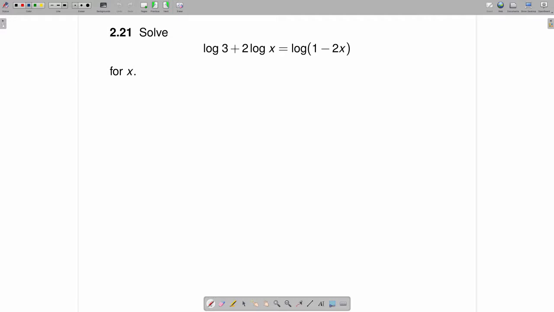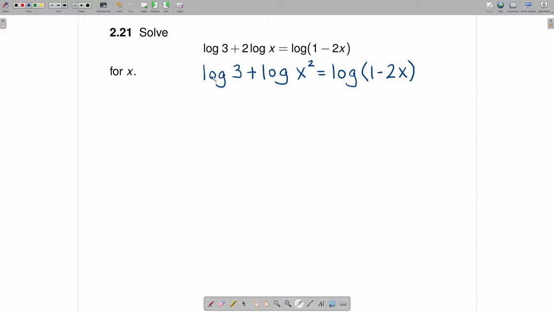First thing you can do is use one of the logarithm rules, and this 2 right here can get drawn up into the exponent. So let's do that as a first step. Log of 3 plus the log of x squared is equal to the log of 1 minus 2x.